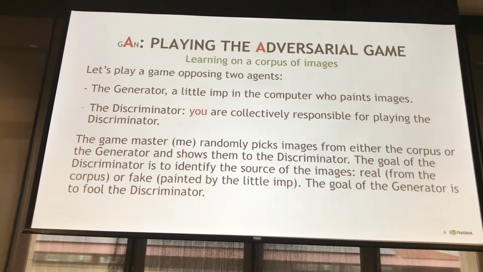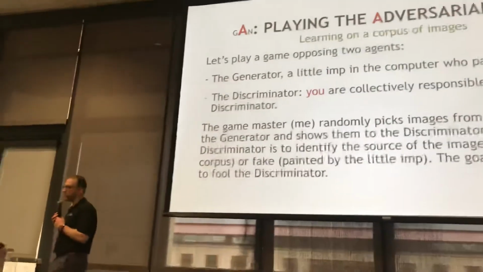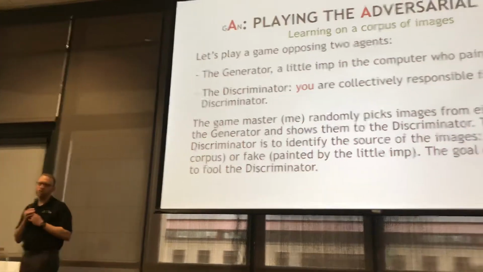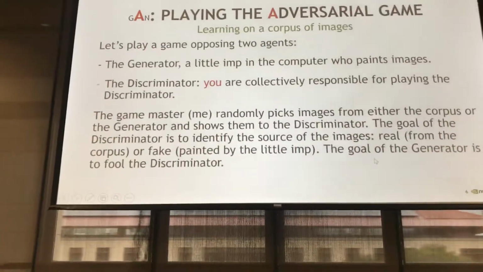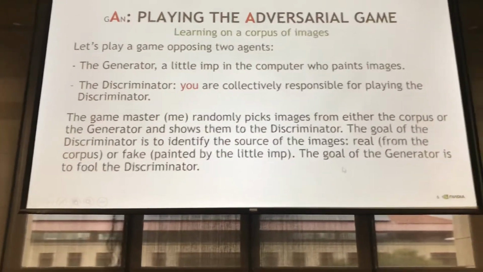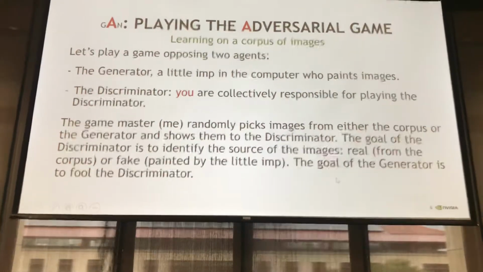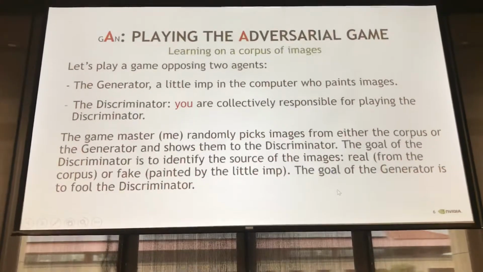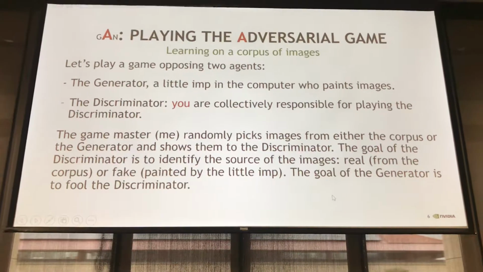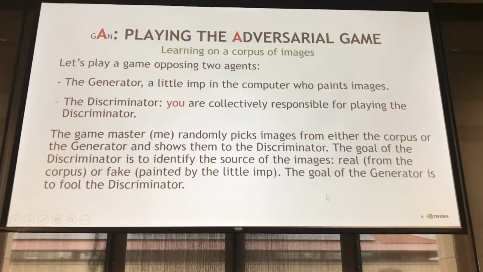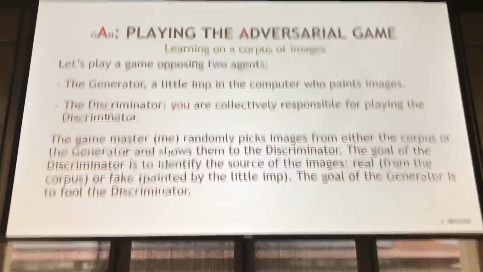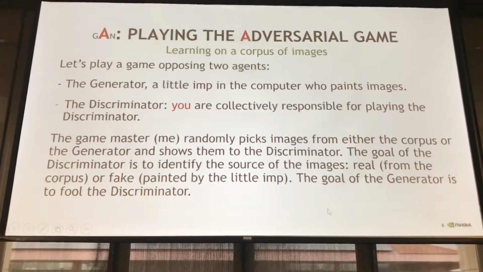Networks together, essentially fighting against each other. The generator is going to try to create samples that look realistic enough to fool the discriminator. So we have one neural network called the generator and one neural network called the discriminator. The generator is going to try to create samples that look real enough to fool the discriminator.